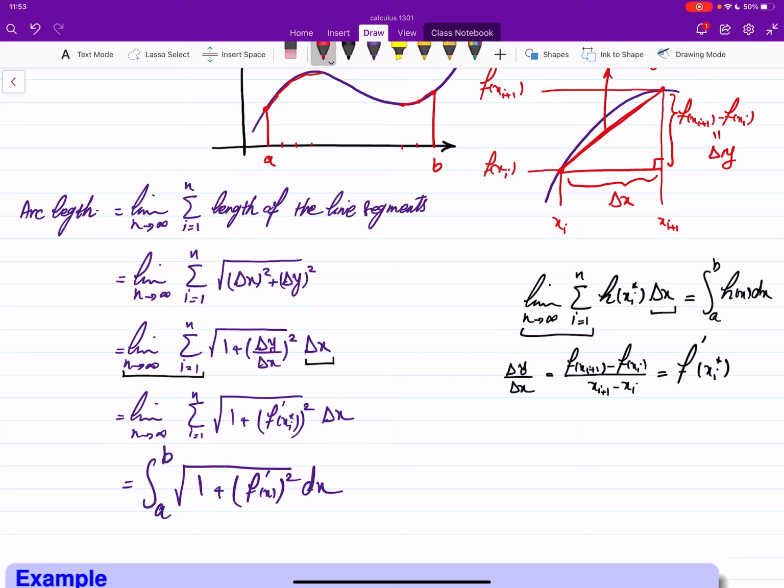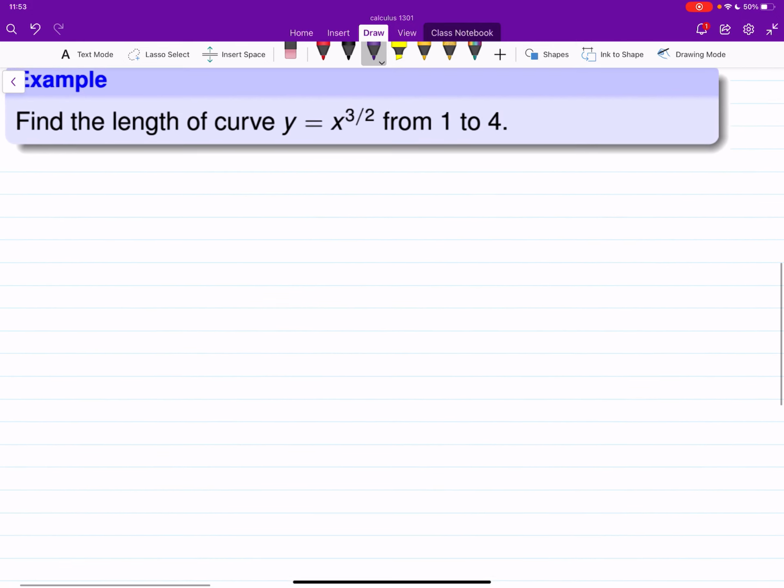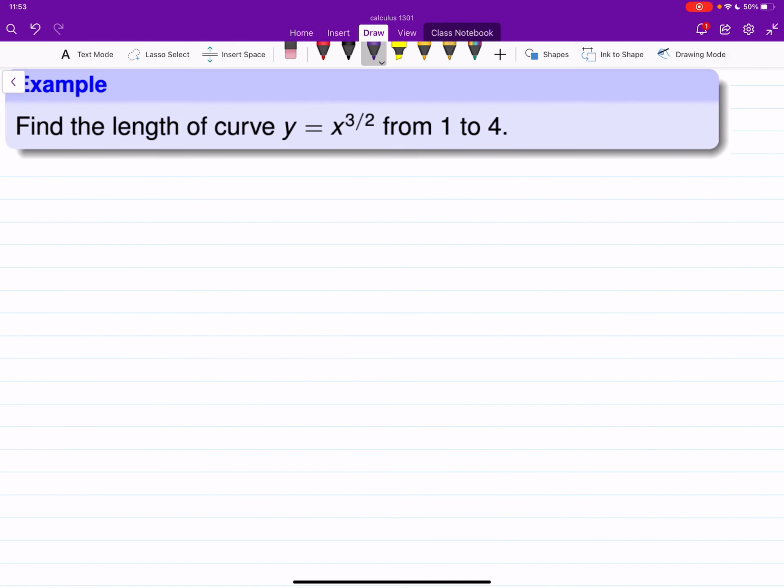That is the formula you need to know for the arc length of the curve given by the graph of a function. So I will write it by L. Let's apply this in some example. Here, find the length of this curve.